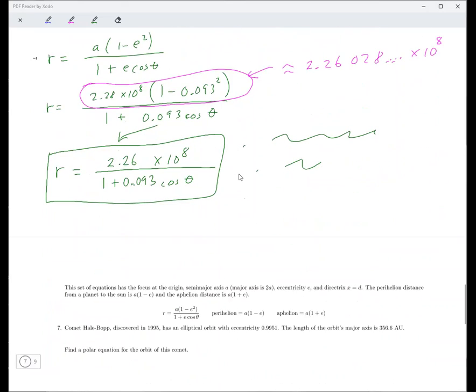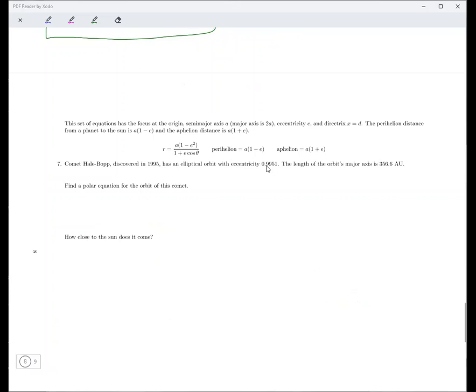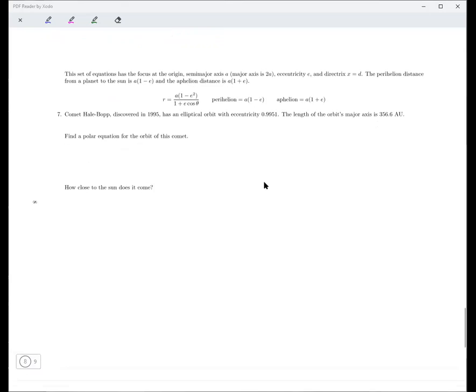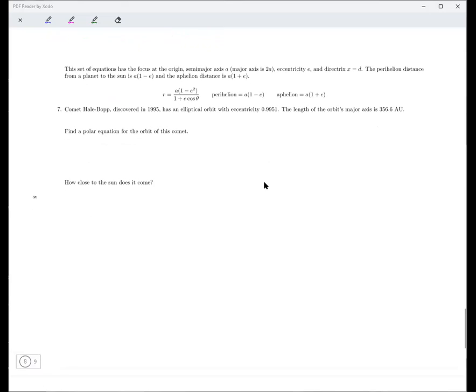Okay, let's look at a comet. Now, a comet's going to have much bigger eccentricity. So this is eccentricity 0.9951. Because comets go a long ways. They go pretty far away from the sun. And then sometimes they come around and they're close every whole bunch of years.